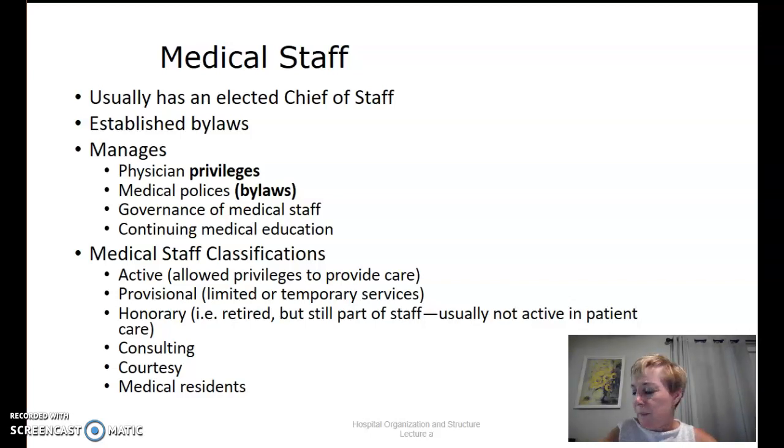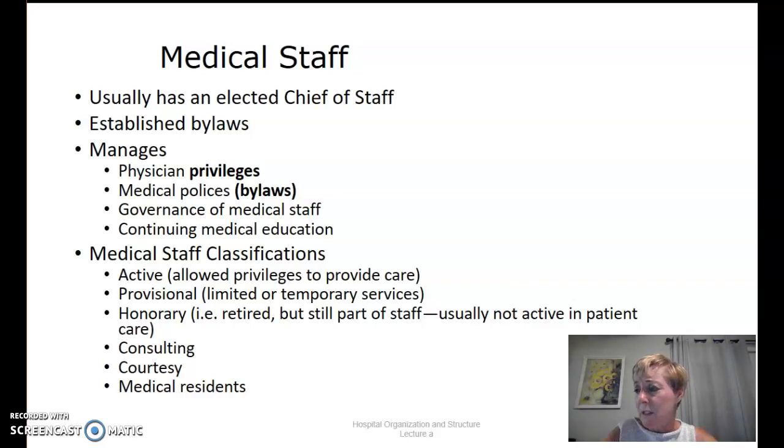A provisional is admitting privileges. Once in a while, you can provide service there, but you're not one of our regular doctors, but you can do that. An honorary staff member is usually a physician who's retired, but they're still part of the staff. They're usually not active in patient care, but they play a vital role in the medical staff because they're honorary. They have years of experience and they have good input.